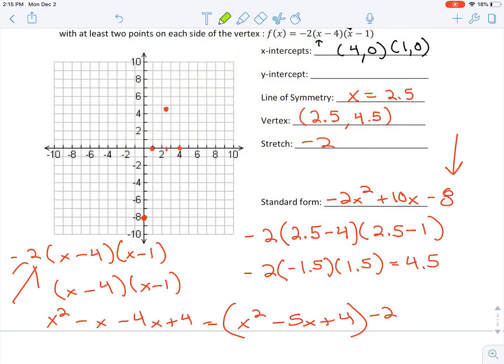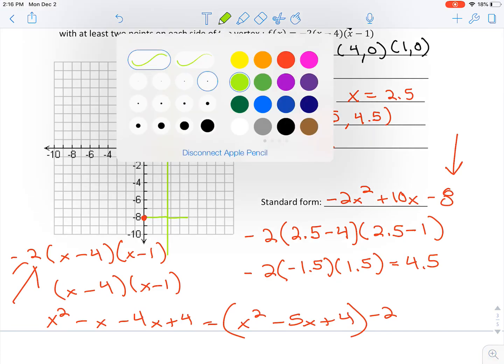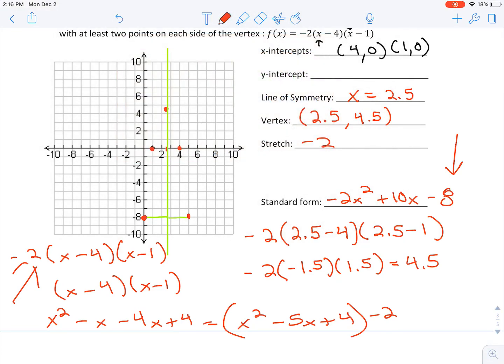And here is my axis of symmetry. So if that is like 2.5, my other point must be right there. And then I can just draw a line through it like this. And I'm good.